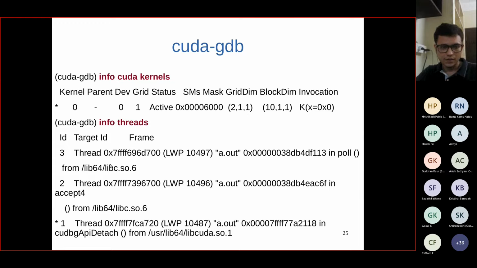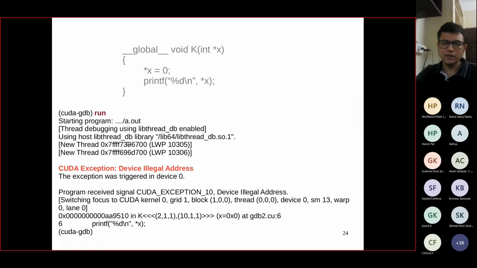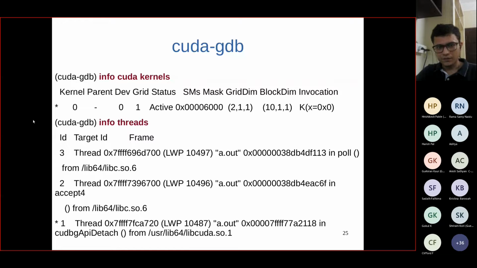And then there is info threads, which will give us information related to the threads which are currently running. If you see, it is giving some information that this thread is part of this a.out, and it is using this libc.so.6. It is saying that there are 3 threads, thread 1, thread 2, and thread 3. But for this example, we were launching 20 threads. There were two thread blocks with 10 threads, but here it is just giving information related to 3 threads.